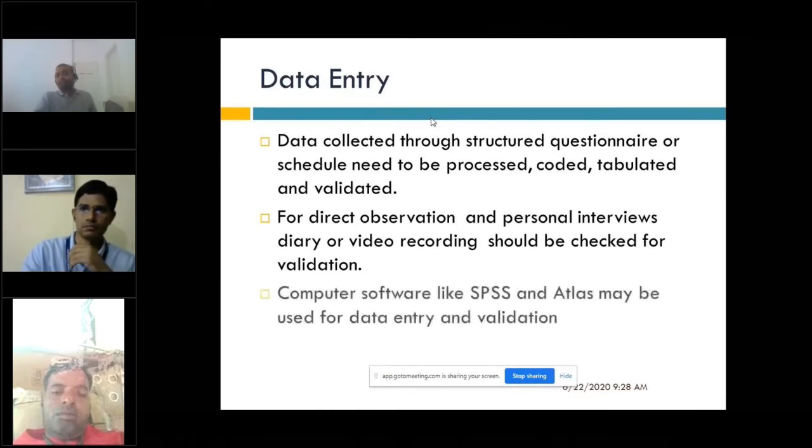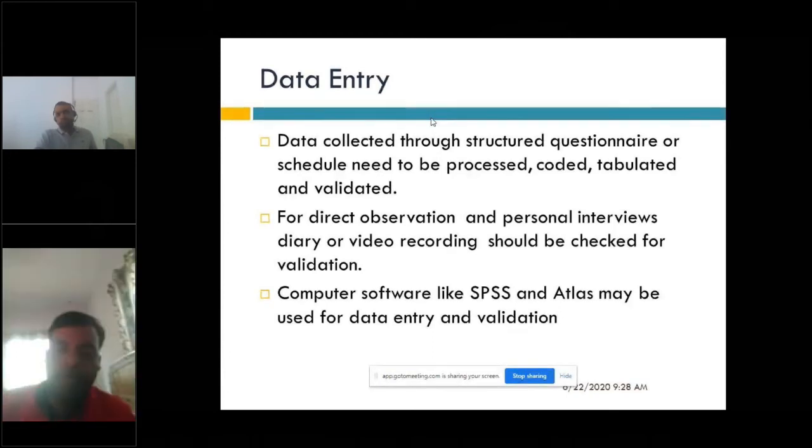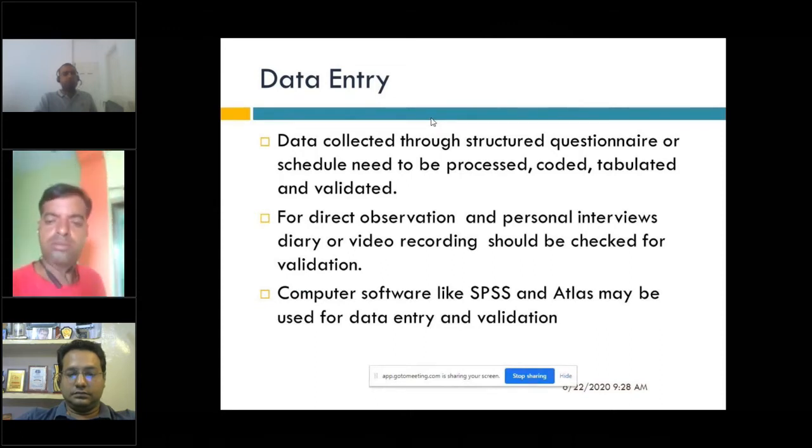Computer software like SPSS and Atlas may be used for data entry and validation. SPSS is Statistical Package for Social Science. It is widely used for social science, especially for statistical techniques. And Atlas is for qualitative analysis. So nowadays people are using these, so that gives help and support for our research effort.